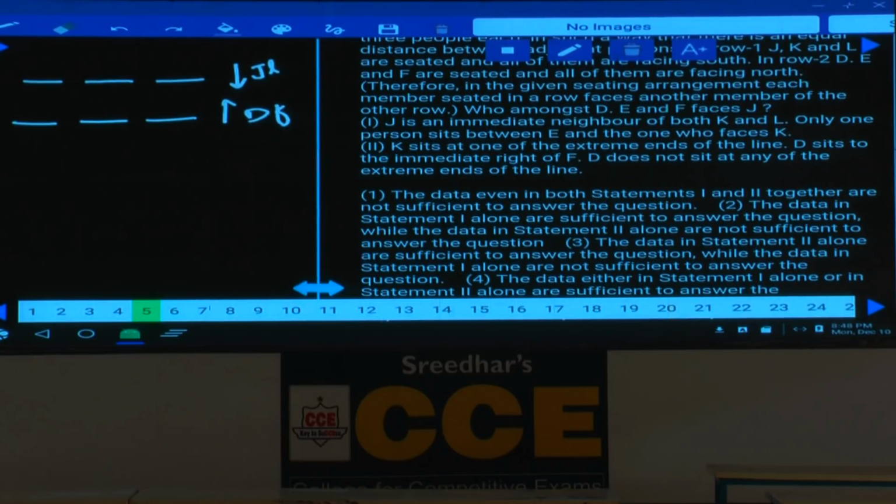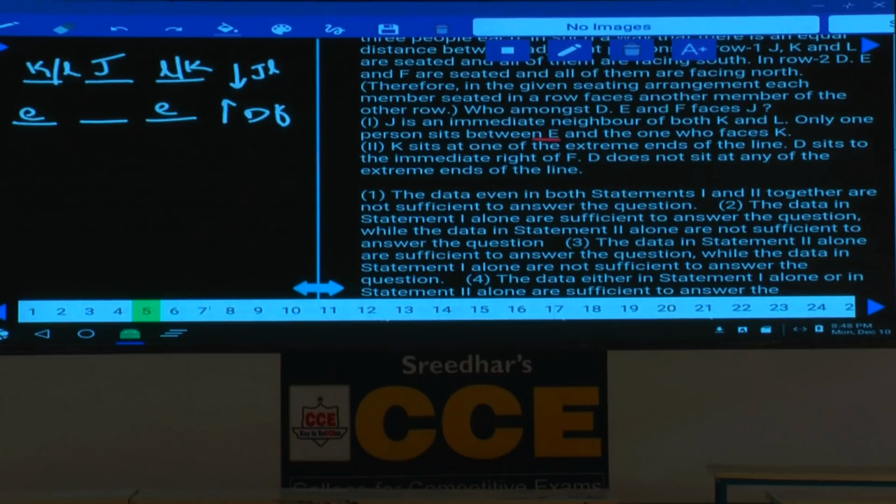J is an immediate neighbor of both K and L. As J is an immediate neighbor of both K and L, J is at the center, K is here, L is here, or K is here, L will be here, isn't it? And only one person between E and the one who faces K. E can be either at this place or at this place, isn't it? Only one person between E and the one opposite to K.